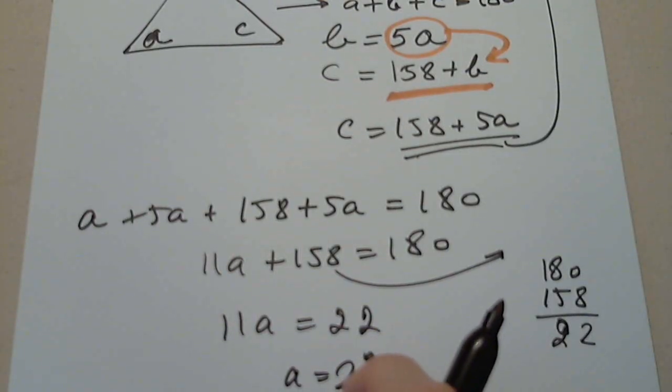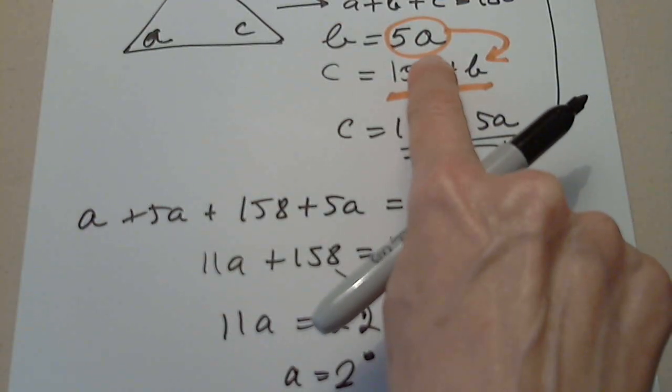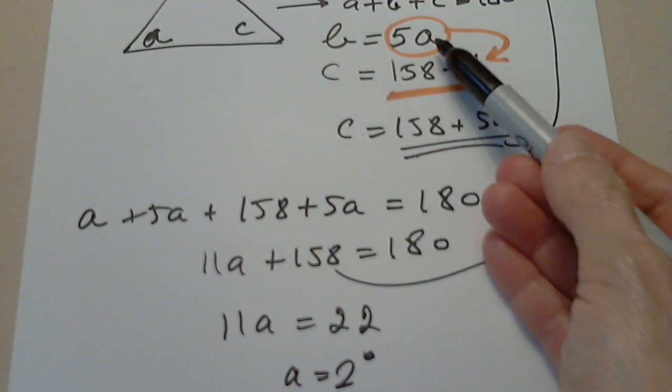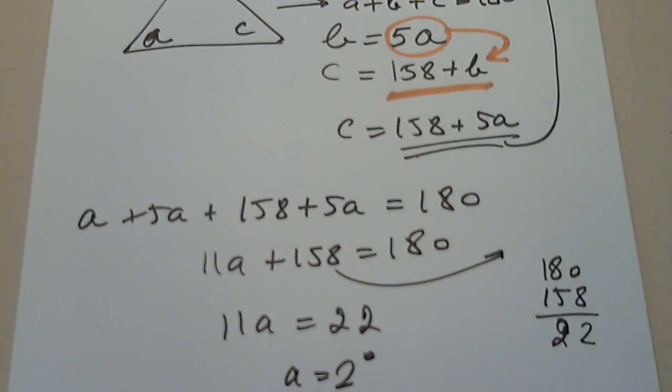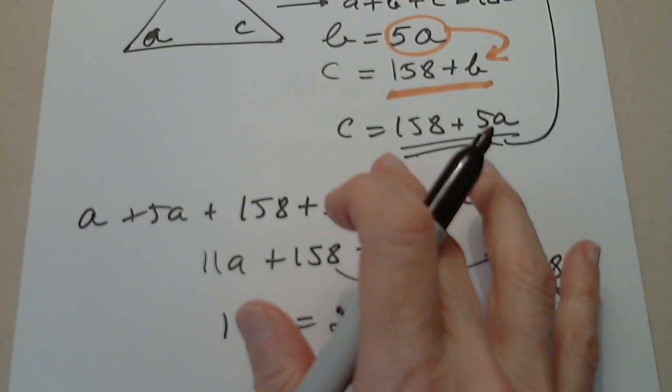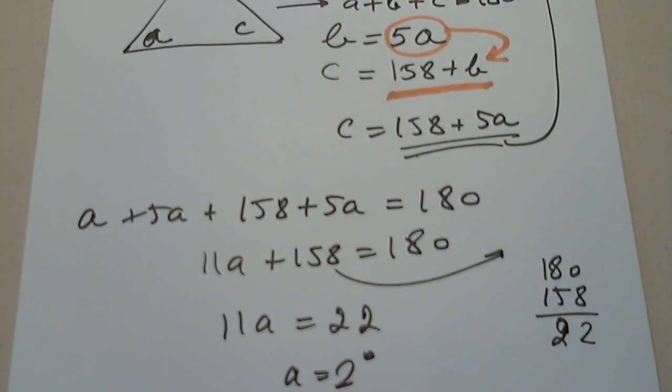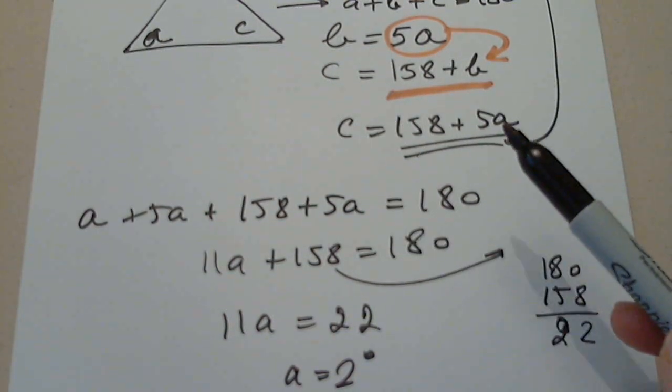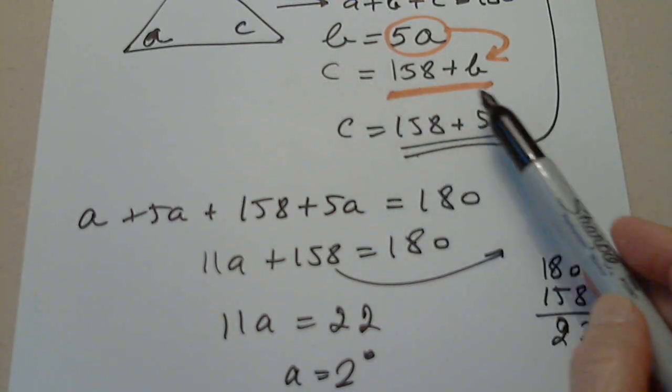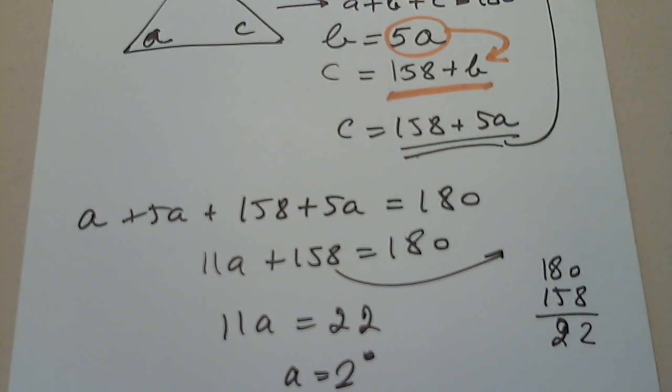Excellent. If I have the measure of A, let's look at the measure of B. Let's determine B. B is 5 times A. What is that? Five times A. 5 times 2. Very good. 10 degrees. Perfect. Now let's see C. C equals 158 plus B, which is 10. So then C equals 168 degrees.